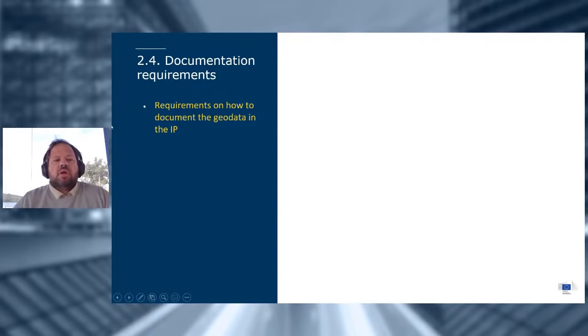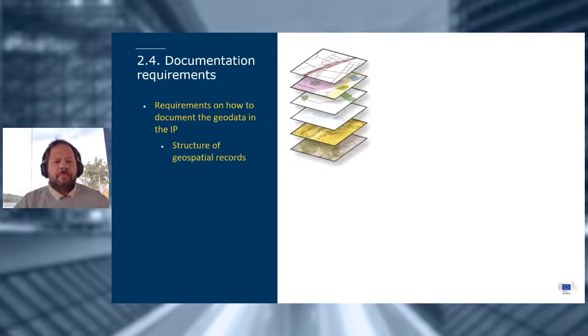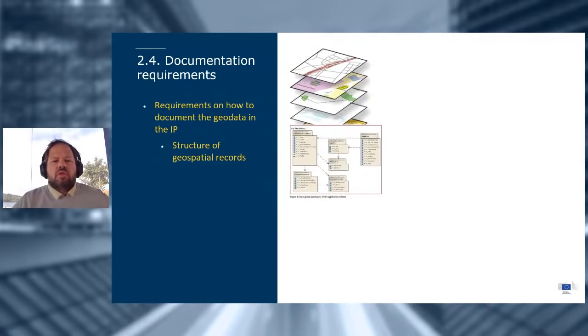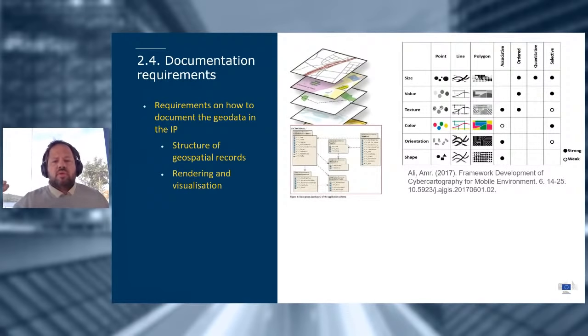Now the next type of elements in the package are the documentation requirements. So the requirements on how to document the geodata in the IP for technical reuse. In the OAIS terms, we call this representation information. One thing is, of course, to store the structure of the geospatial records. And here we offer an example using an international standard for that. You can also store different types of rendering, which is how the data should be used to create a map, what colors are used, what statistical approaches are used to actually color the images, and so on.